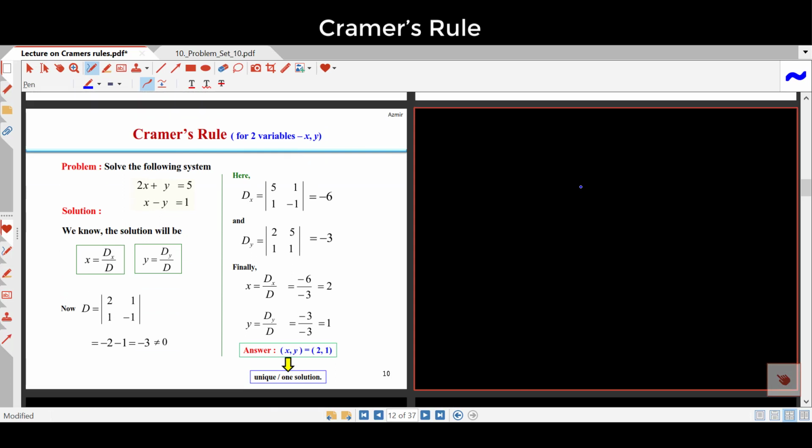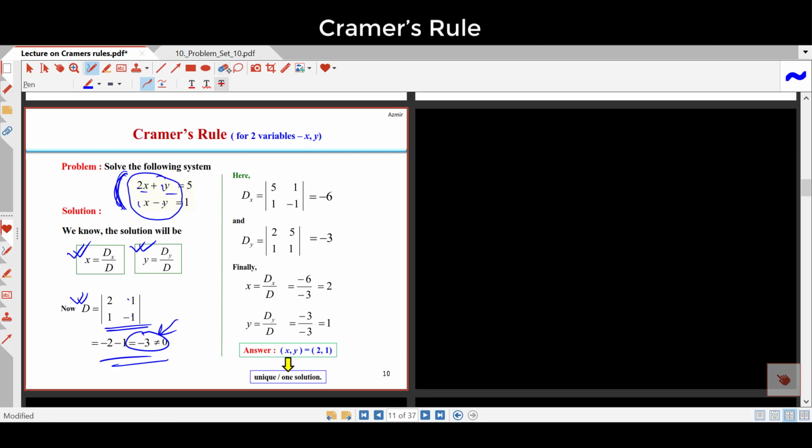So similarly, here there is a problem. We have a system of 2 equations with 2 variables x, y. Whenever we are solving these equations, it means you have to find x and y. So x has this formula, y has this formula. At first you have to find d, and you have to ensure whether Cramer's rule is applicable or not. Here is the left side matrix 2, 1, 1, minus 1, 2, 1, 1, minus 1. Now find its determinant. It is minus 3. Minus 3 is not equal to 0. That means Cramer's rule is applicable.